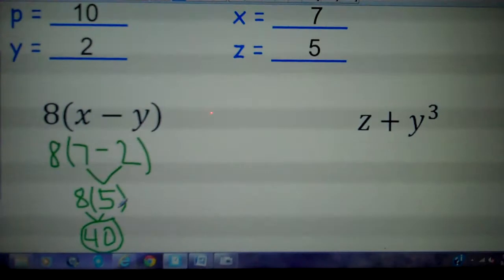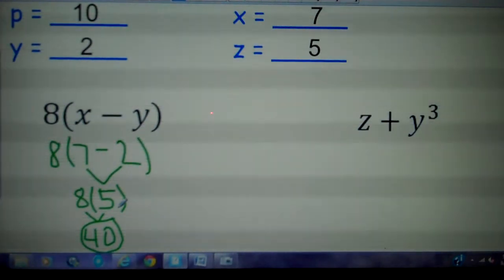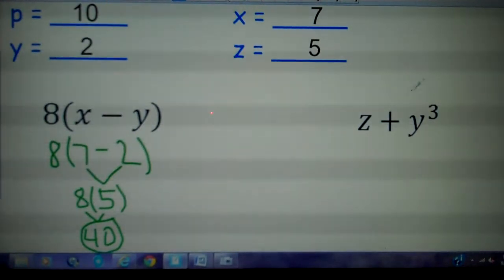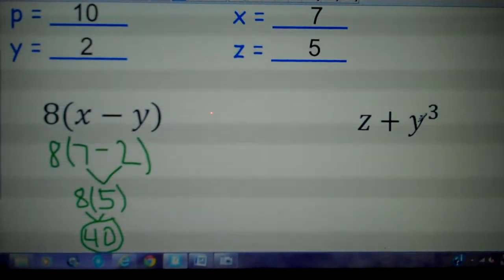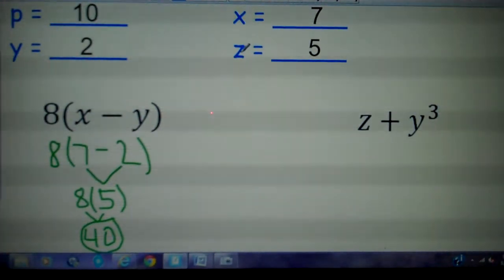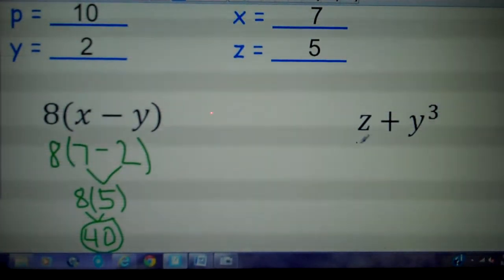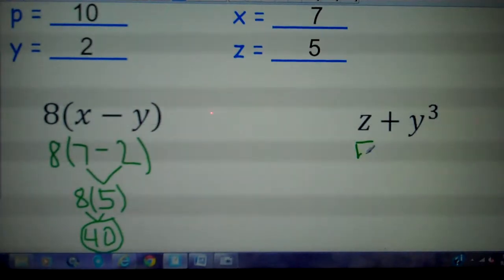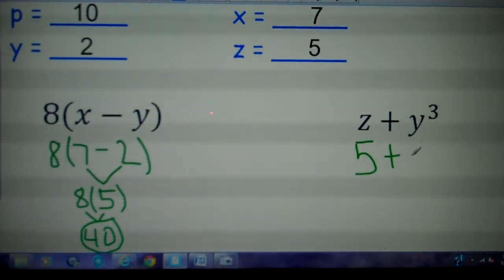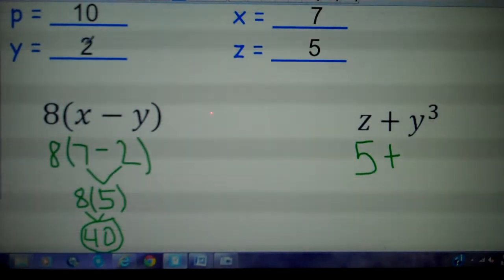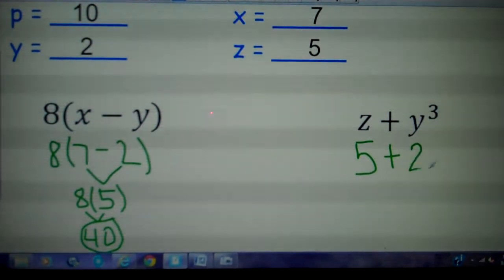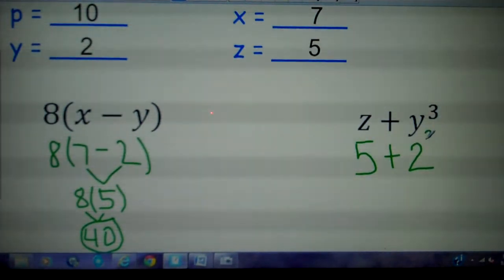Now we're going to go to our second problem, which is z plus y to the third power. So I'm going to plug in the value 5 for z, and I'm going to plug in the value 2 for y. Remember, that's 2 to the third power.